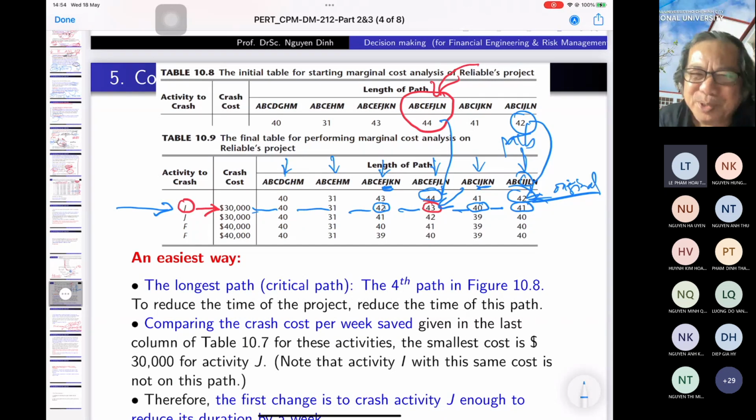Then if you want to reduce more, you reduce on which nodes? We should reduce some nodes still in the critical path.